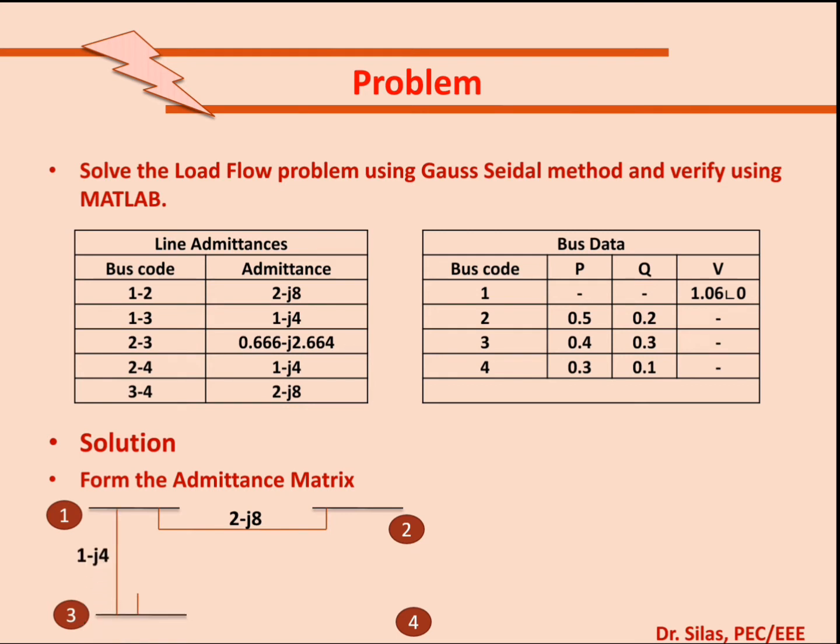Next, the second one is across the first bus and the third bus, 1 minus j4. The third data is across buses 2 and 3, 0.666 minus j2.664. Then the fourth data is across the second bus and the fourth bus, 1 minus j4. And the last data is across the third bus and the fourth bus, 2 minus j8. So now we have drawn the single line diagram.